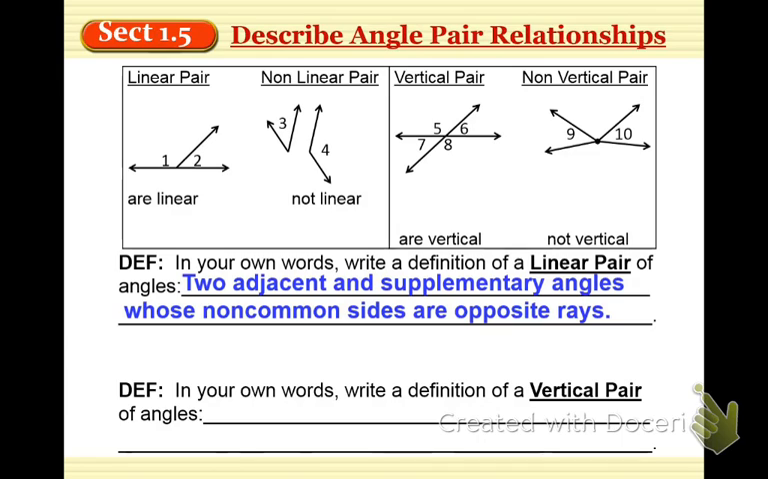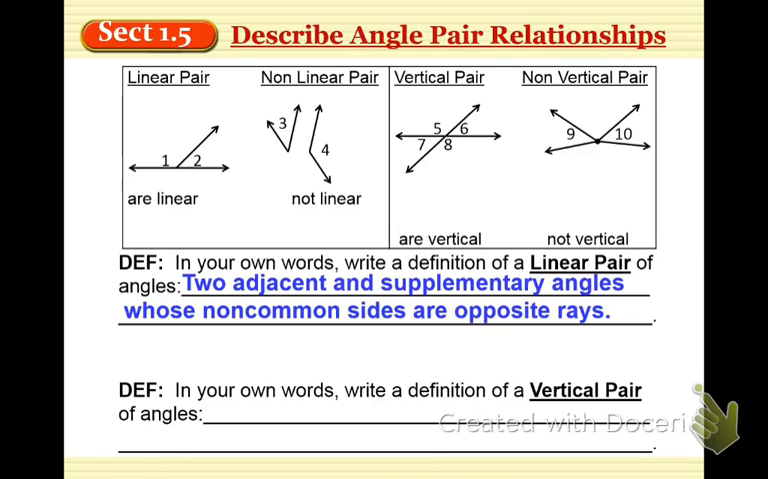Some other angle pair relationships that we can come across. We've already seen one pair, and they're called a linear pair. It says in your own words, write a definition. Those look like pretty good words for your own, so let's use those. In your own words, write the definition of a linear pair. They are two adjacent and supplementary angles. We've already seen these.